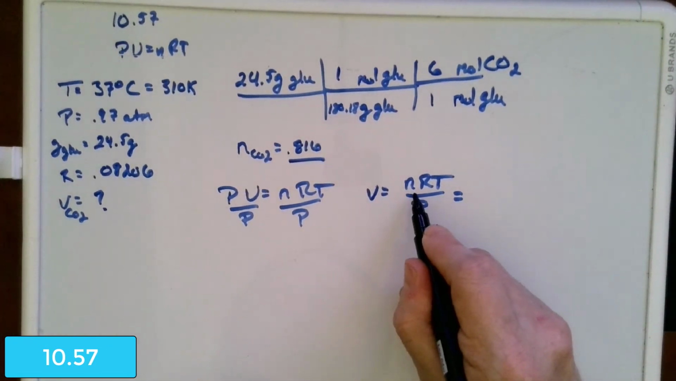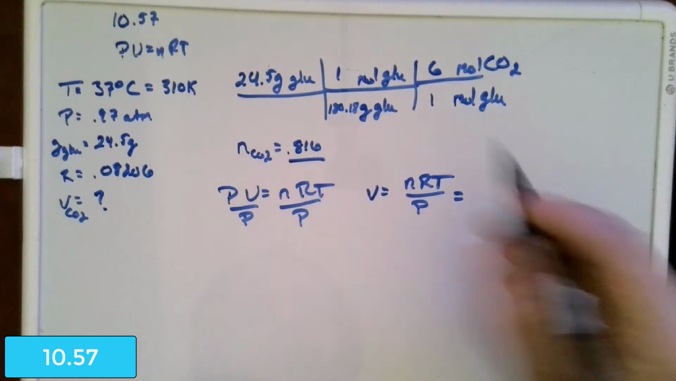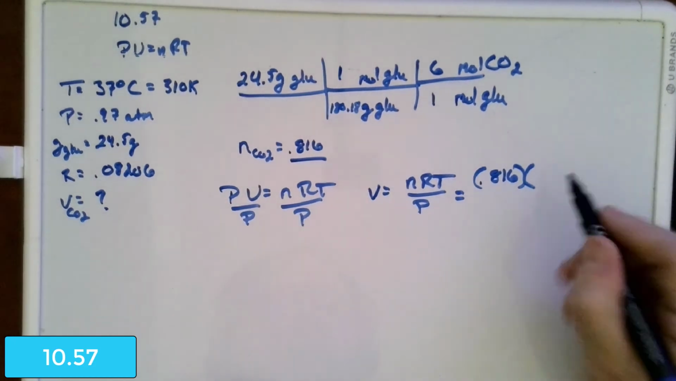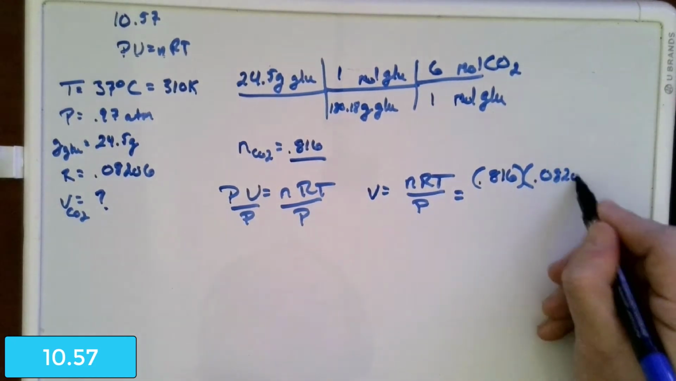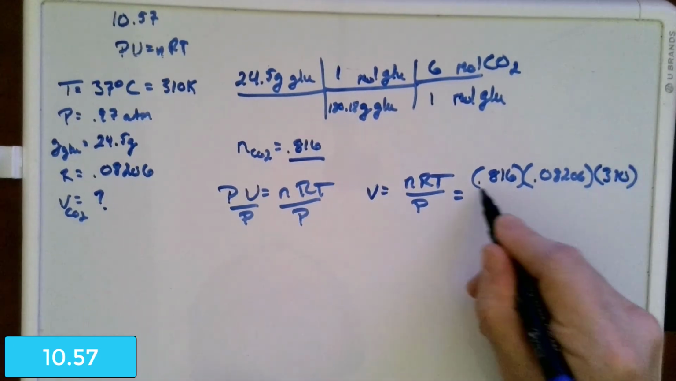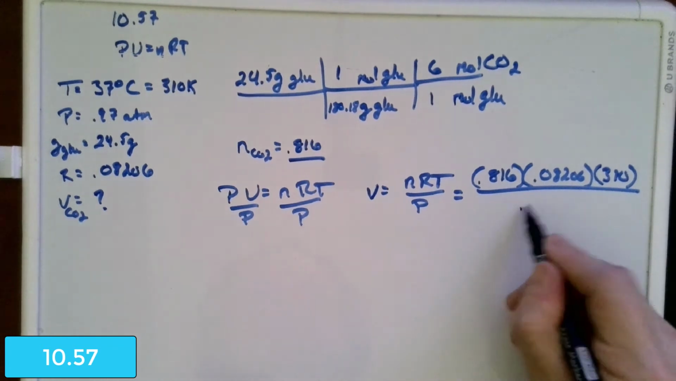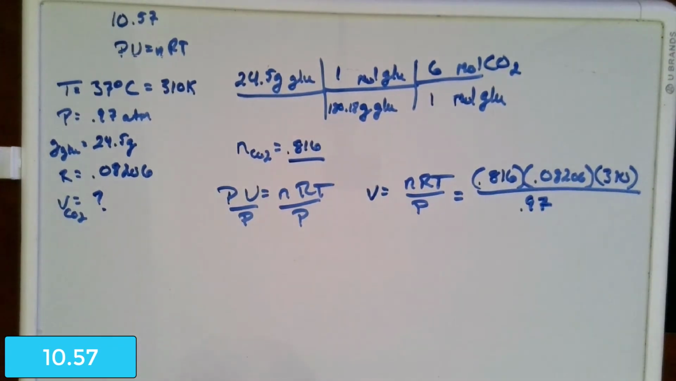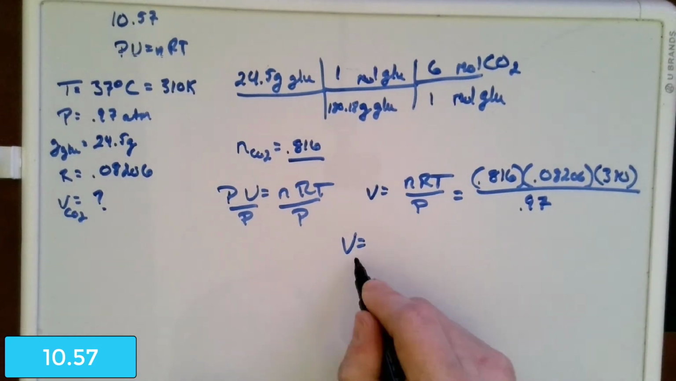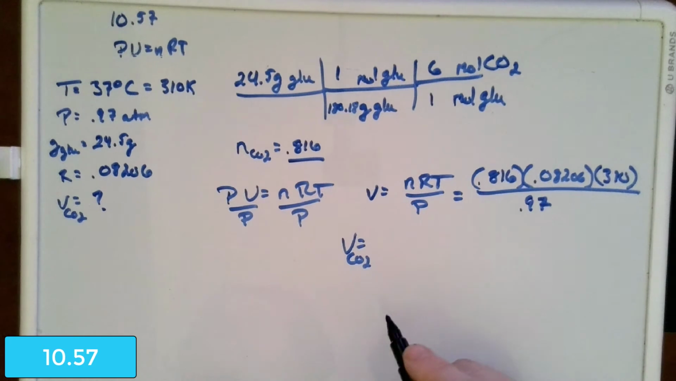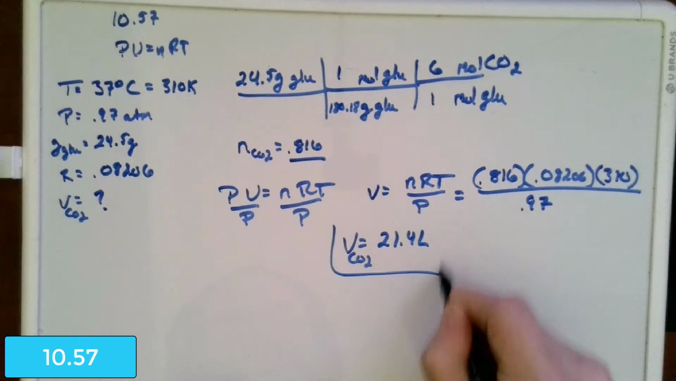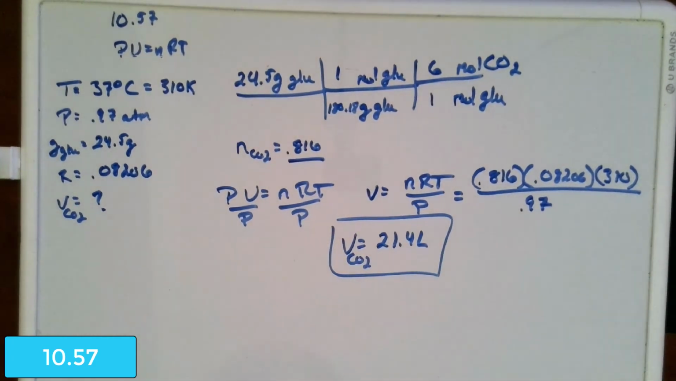The number of moles of CO2, the gas we're solving for, is 0.816. The R value is 0.08206, and the temperature happened to be 310. The pressure was 0.97 atmospheres. With all my variables plugged in, I can now solve for volume. The final answer, the volume of CO2 that would be produced from the mass of glucose given, is 21.4 liters of CO2 at those given conditions.